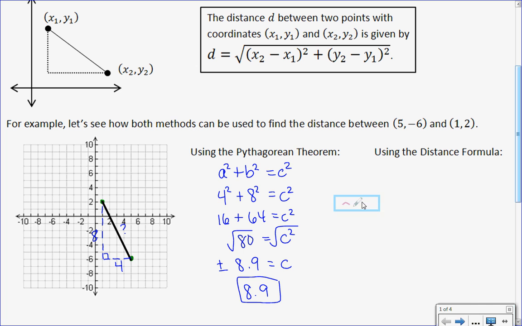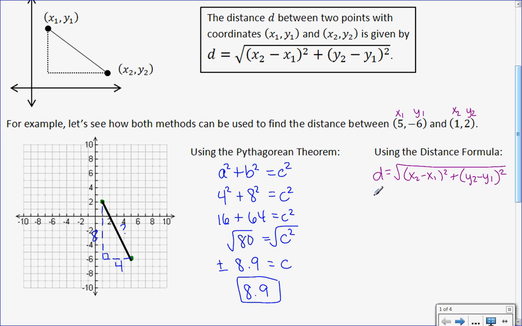Obviously, in order to use that, you would have to have a graph and actually be able to draw the right triangle. So let's take a look at the distance formula. This one, we're going to plug in the coordinates of the points. So the first thing we want to do is label these points with the coordinates. So this is x1 and y1 and x2, y2. So the distance formula says d is equal to the square root of x2 minus x1 squared plus y2 minus y1 squared. And that's just copying down the formula.